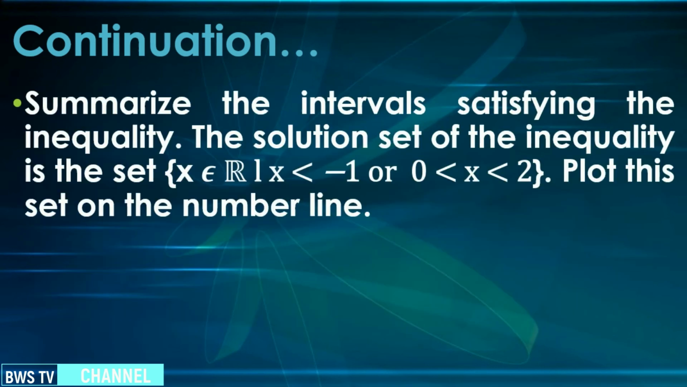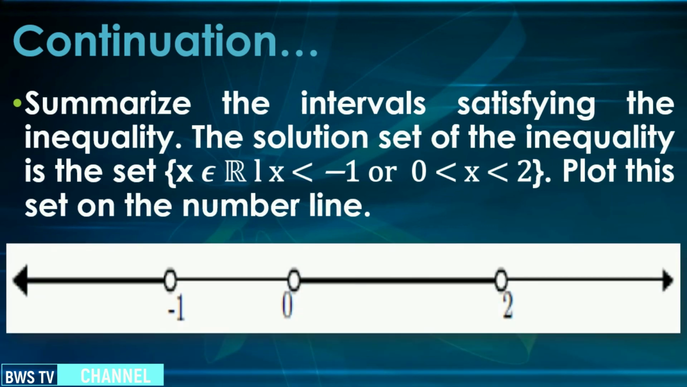So we have here the conclusion. The solution set of the inequality is the set of real numbers such that x is less than negative 1, or x is greater than 0 but less than 2. So you have here the illustration. Starting from negative 1, that's a hollow circle, and then you have the arrow there. And in between 0 and 2, the line is bold, so that means that's the solution.